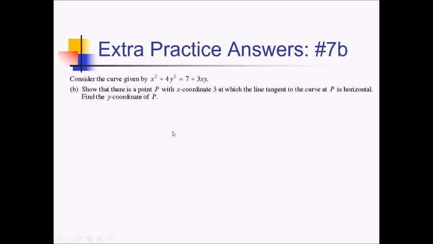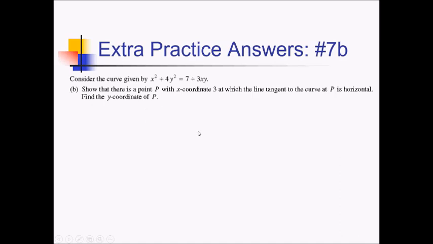For this problem, I'm trying to show there's a point P with x-coordinate 3 at which the line tangent to the curve at this point is horizontal, and then find the y-coordinate. Now they did these things in a different order than I'm going to do them, or they asked them in a different order. I'm actually going to answer the second question first.